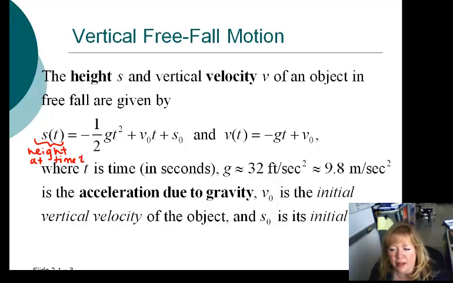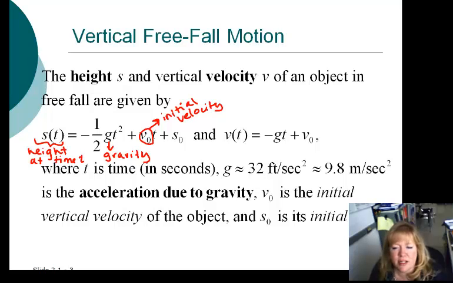The gravity on Earth in meters per second is 9.8. So it depends on whether they measure your stuff in feet or meters as to which gravity constant you use. So that's the clue on that one. t stands for time. v sub 0, and whenever you see something with a 0 subscript like that, that is initial or starting.